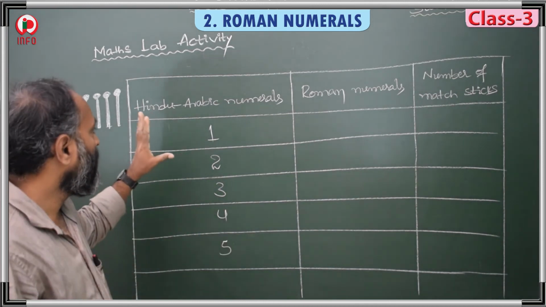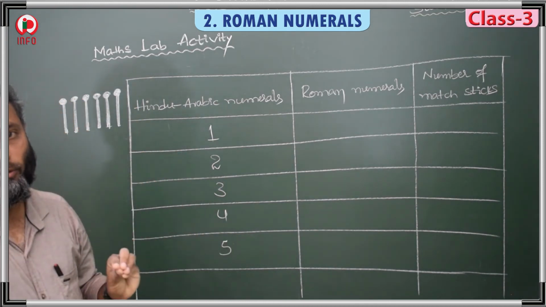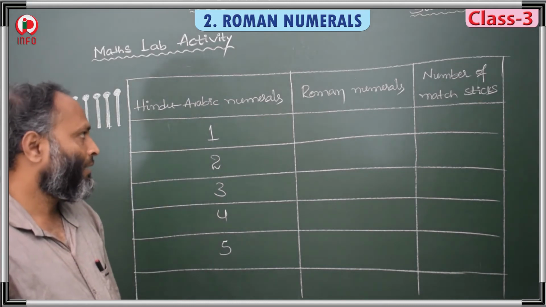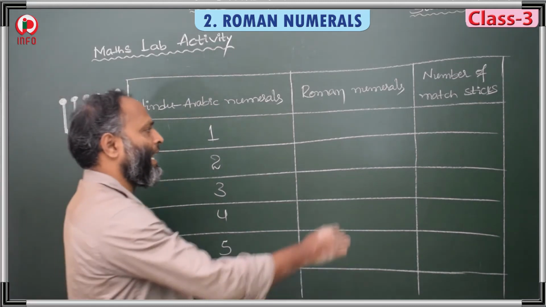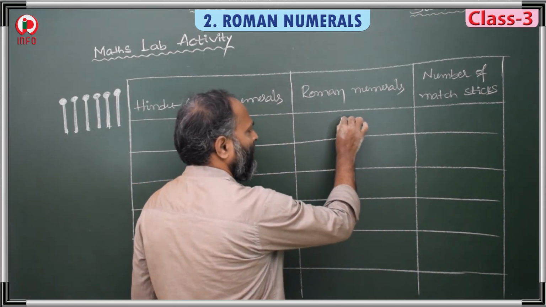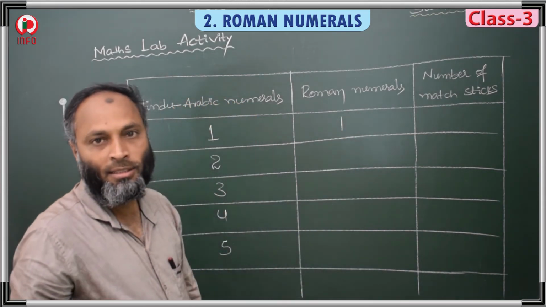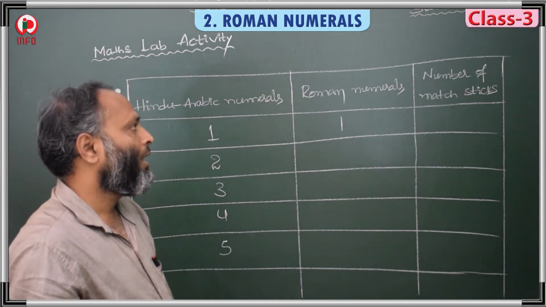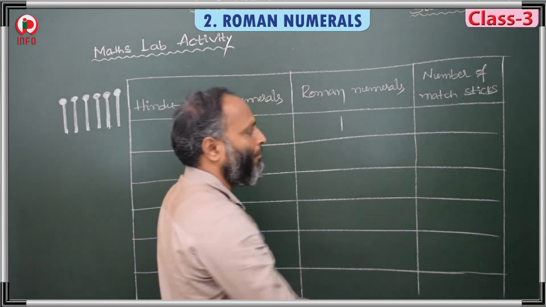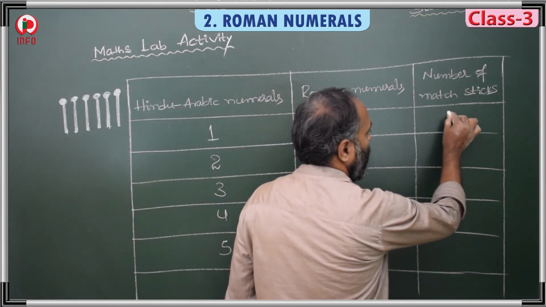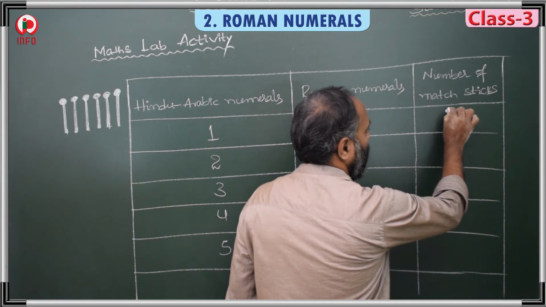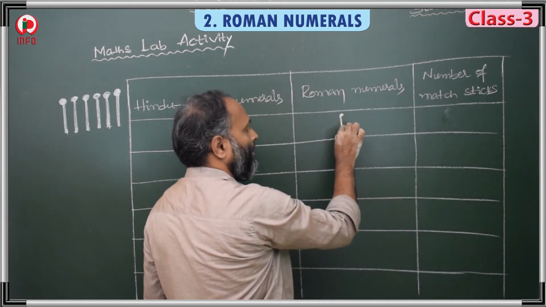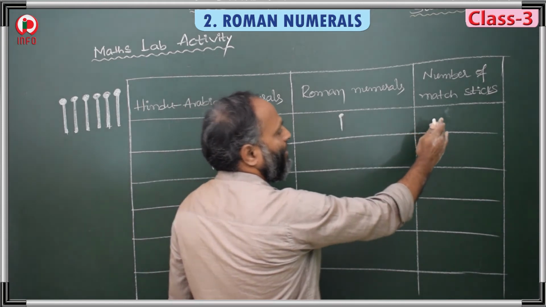Okay. So how do we do our lab activity? First, 1 is there. Then how do we represent 1 in Roman numerals? That is I. So this is the representation of 1 in Roman numerals. Then I means we have to take 1 matchstick and keep it like this. How many matchsticks do we need? Number of matchsticks. That is 1.